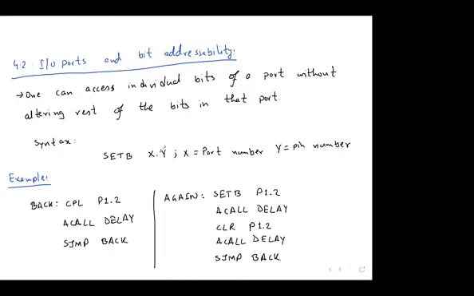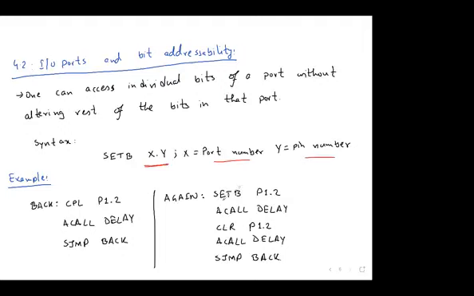How can we do that? Whatever instruction you write, of course, it will be a bit instruction. It has to be a bit instruction because you are accessing a single bit. The main syntax is x dot y, where x is your port number and y is your pin number. Look at the first example. Within the back label, we are writing complement P1.2, that means complement pin 2 of port 1, call delay, short jump back, that is keep on doing this indefinitely.